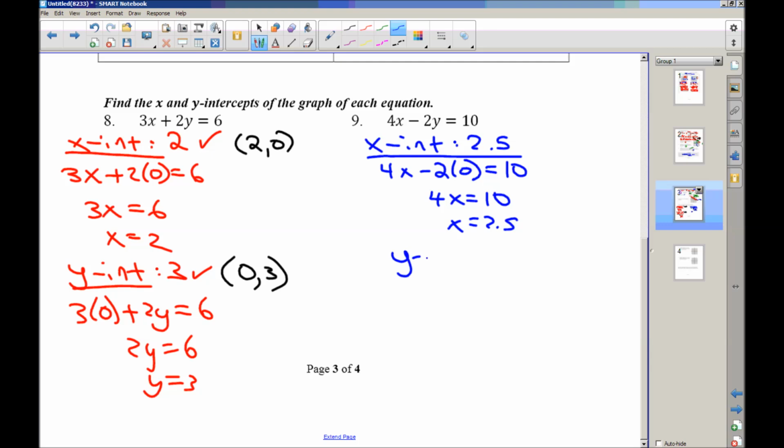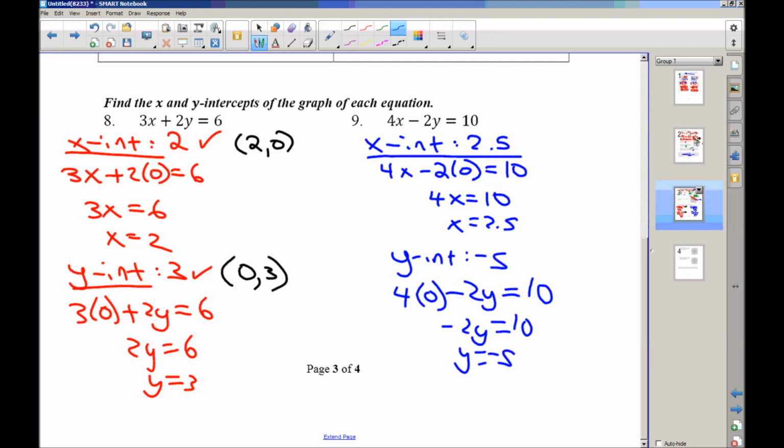Okay, and then we want to get the y-intercept. The y-intercept is solve for y when x is 0. Okay, so we get negative 2y is 10. Cross out the 4 and the 0 because they multiply together to make 0. And y is negative 5. Notice all these made really short equations to solve for.